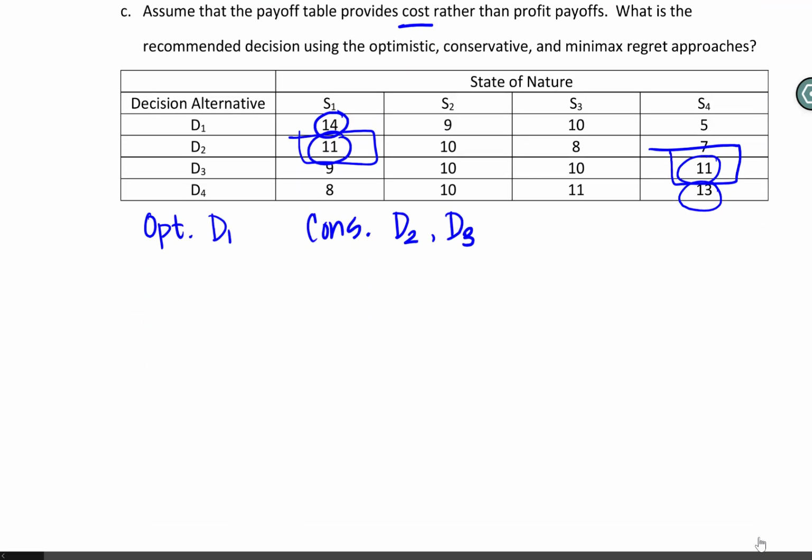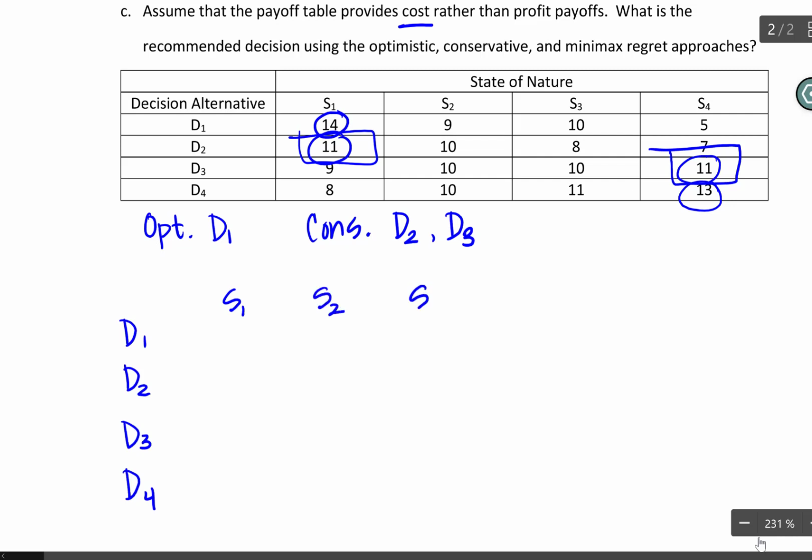Now we need to build our minimax regret table. So remember, we're dealing with costs, not profit. So you need to flip your way of thinking. We want small numbers instead of big numbers. And we're working within the states of nature first. So looking down state of nature 1, the best case scenario would be if we only paid 8.